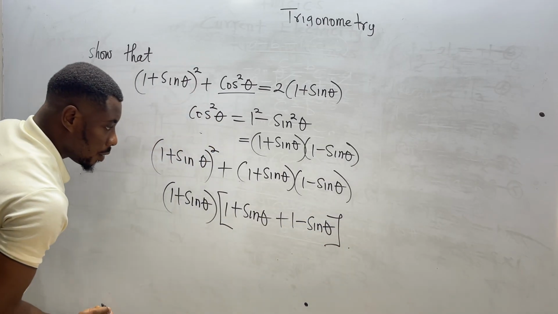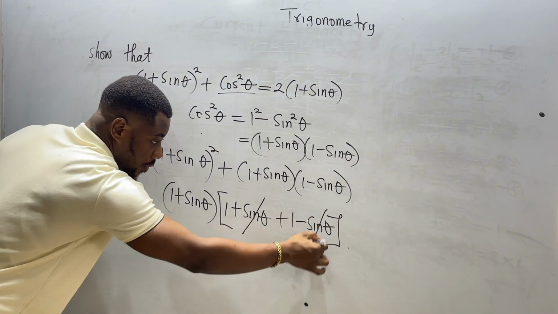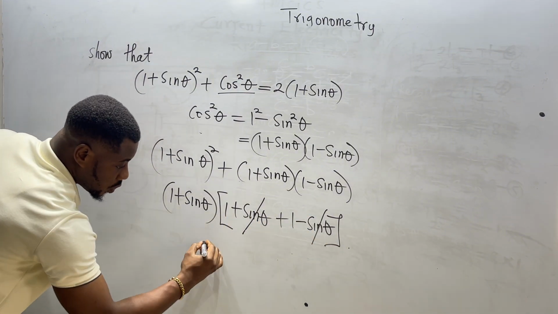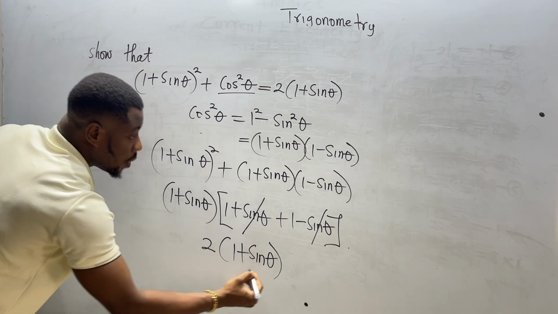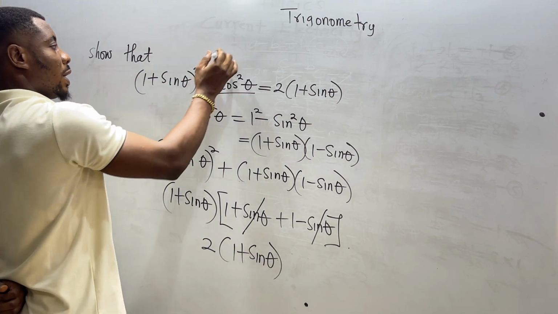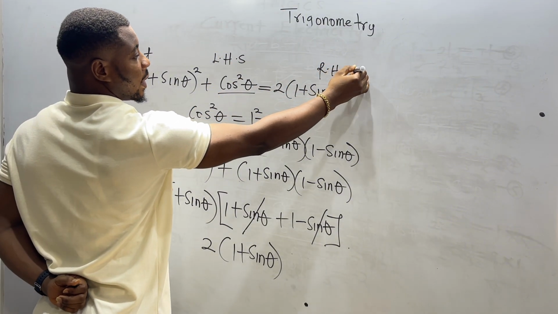Okay, now minus sine and plus sine are going to go out. So what we have left, 1 plus 1 is 2. So what we have left is what? 2 into 1 plus sine theta. So I've been able to show that the left hand side here is equal to the right hand side.